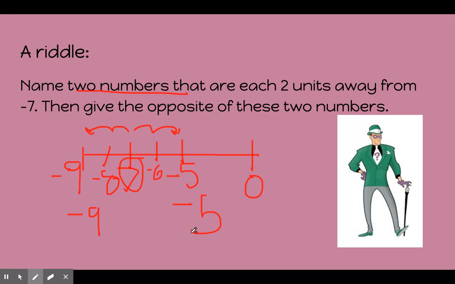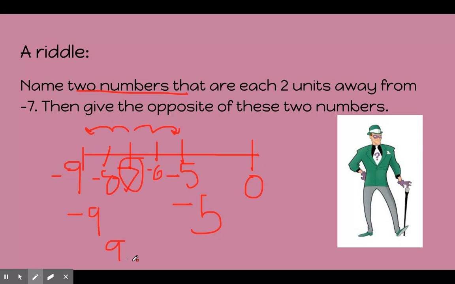Now, can I give the opposite of those numbers? That's right. 9 is the opposite of -9, and 5 is the opposite of -5.